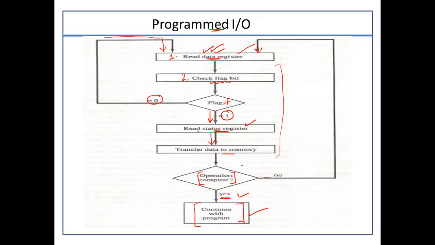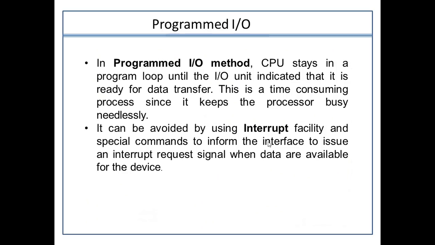If it is not completed, it will be in a loop to wait for the other data present here and to wait for the status register's value to get activated, all these things. So it will keep in the loop until the entire execution of the data between the peripheral and the processor has taken place. So this is how programmed input output entirely works.